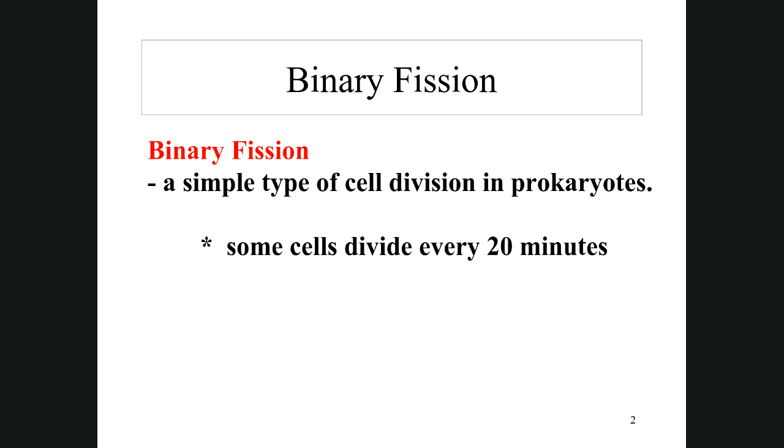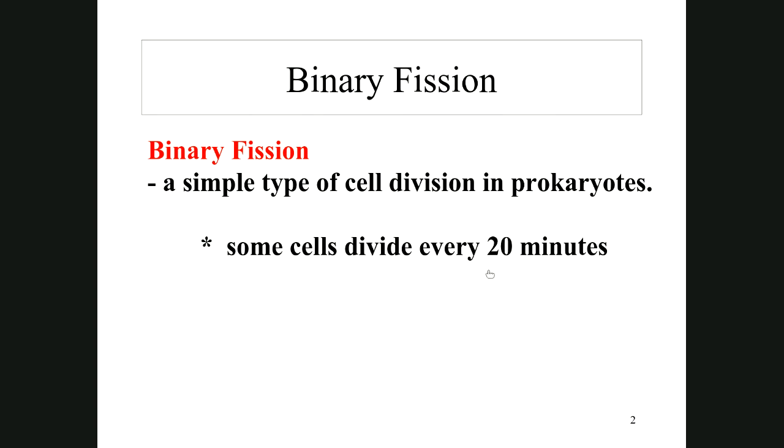Now, binary fission. Binary fission is a simple type of cell division in prokaryotes. So this is how bacteria divide. It's by binary fission. And you can see it's pretty fast. Some can do it every 20 minutes. So bacteria can divide very rapidly.